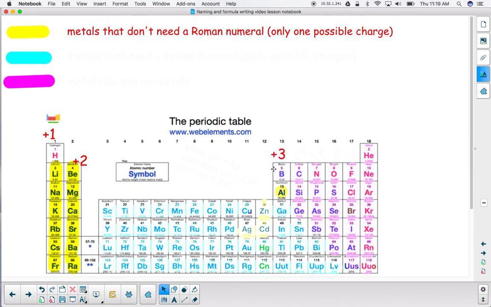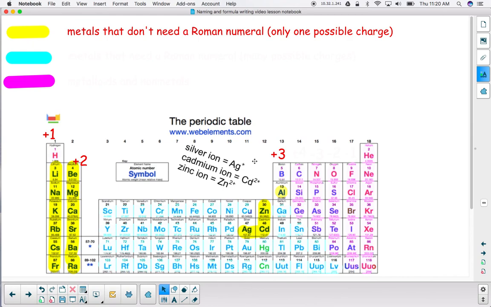Also, aluminum doesn't need a Roman numeral because aluminum is in the +3 column and aluminum's charge is always +3. There are also 3 transition metals that don't get Roman numerals because they also only have 1 possible charge. They are silver, cadmium, and zinc. The silver ion always carries a charge of +1, cadmium is always +2, and zinc is always also +2.